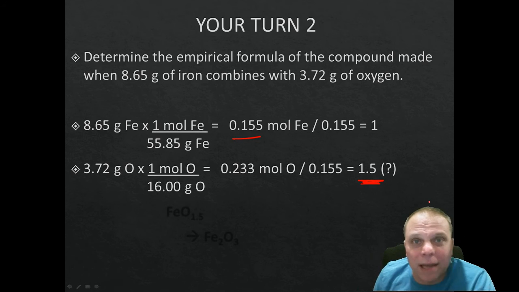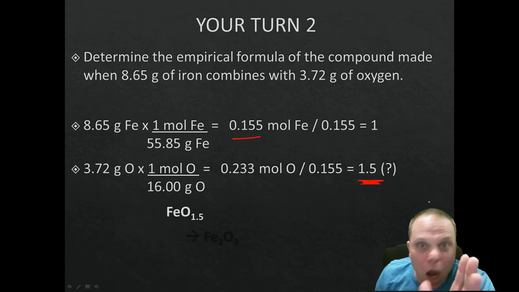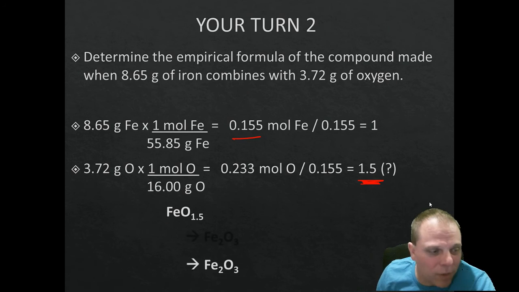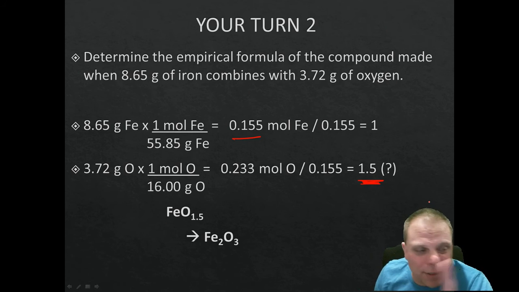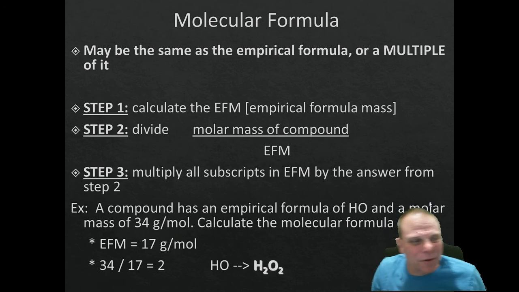It's okay, don't panic. Now you get to do step 4, which is to multiply till whole, right? So you multiply everything by 2. You originally would have gotten FeO1.5. Well, that's not something that can happen. We can't have 1.5 of an oxygen. And so we've got to take that to the next step, and we say Fe2O3, okay? That's your answer for that one.